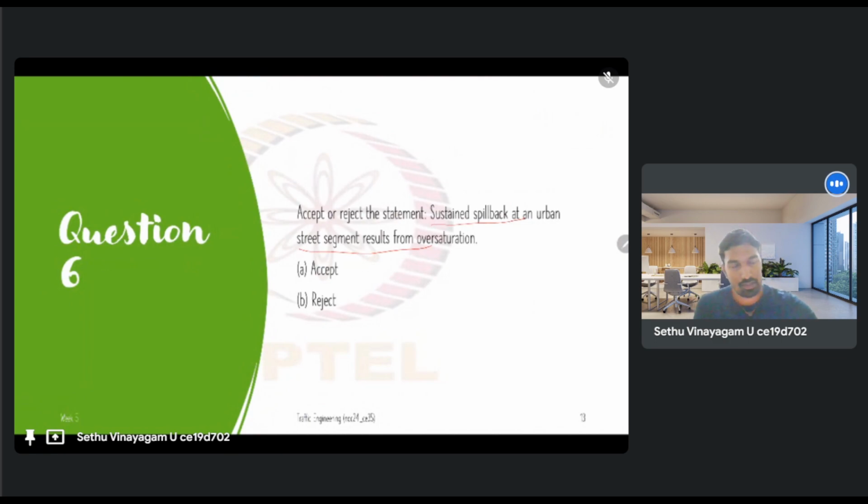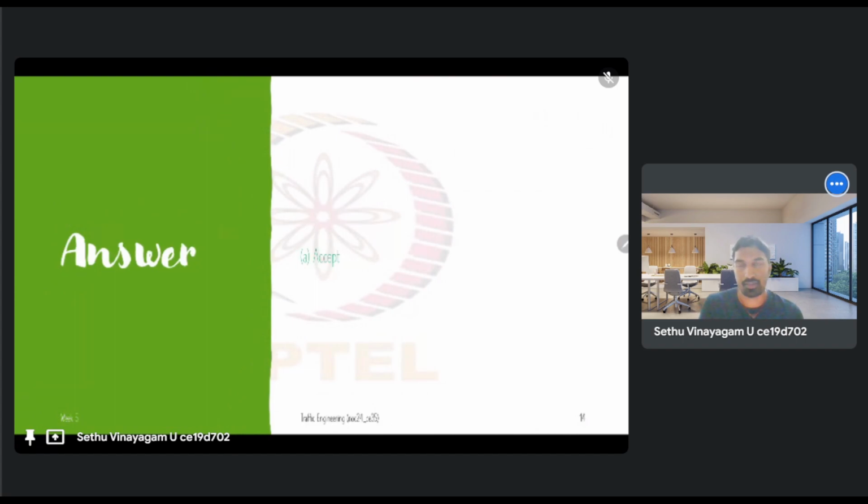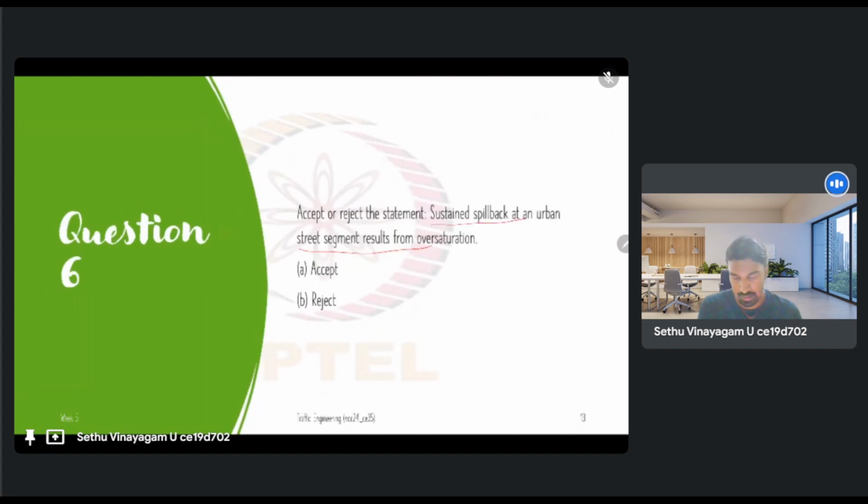Okay, so let's look at the answer. The right answer is option A. We accept the statement. The given statement is correct. Here we are talking about spillbacks at urban street segments. This generally happens with signalized intersections forming the boundaries of the urban street segment.